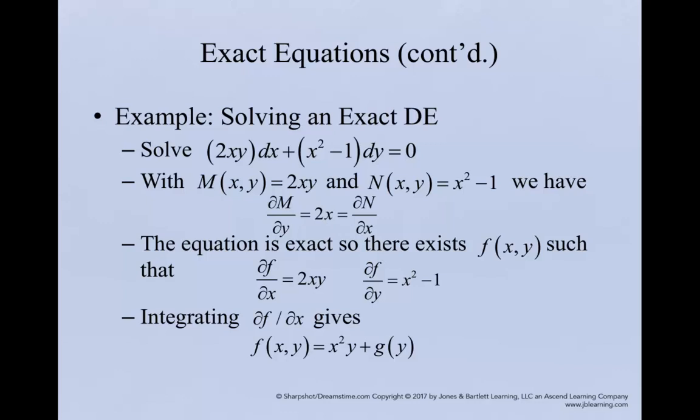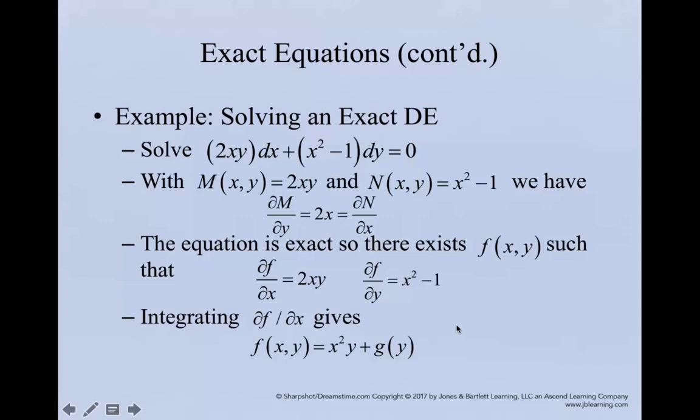Now, if an equation is exact, we say that there is some function f of x and y such that the partial of f with respect to x is equal to M, and the partial of f with respect to y is equal to N. If we now integrate this side, the partial of f with respect to x, we get this function of x and y is x squared y plus some additional function that could be a function of y.